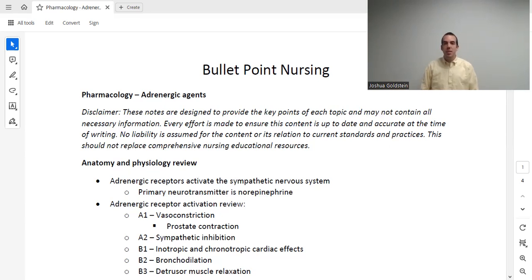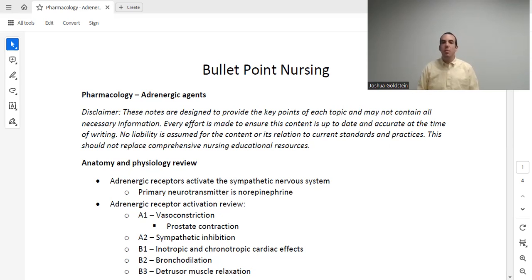My name is Dr. Goldstein, and today we're going to be talking about drugs that activate adrenergic receptors. As you go through this series, whether you're here as a nursing student, a nurse, or getting ready for nurse practitioner school, these notes are available for you to print and follow along with at our website. So let's go ahead and start with talking about the adrenergic receptors.